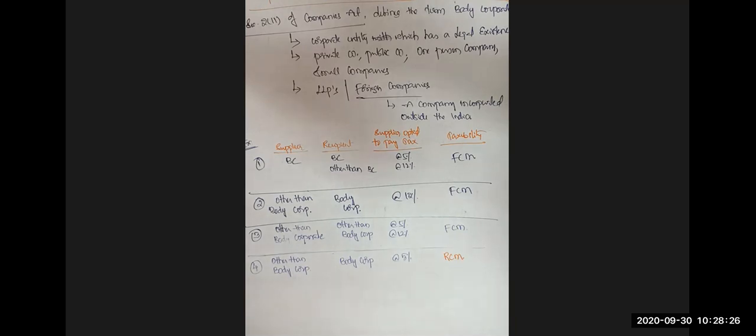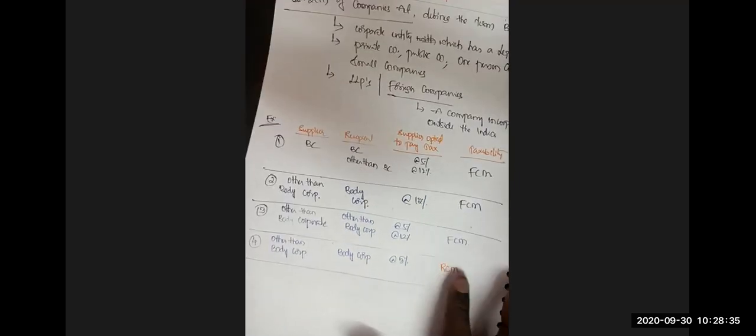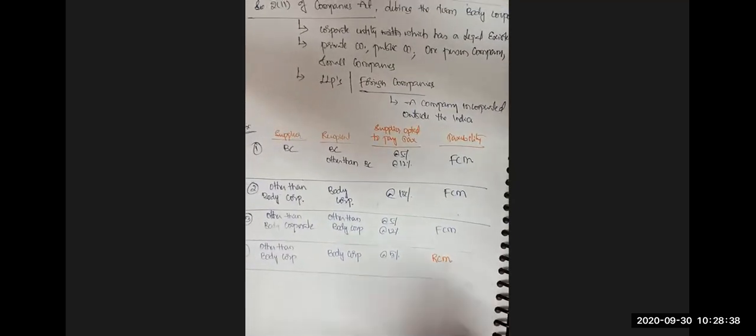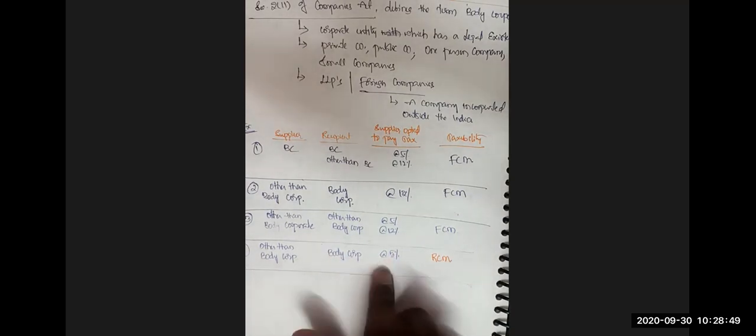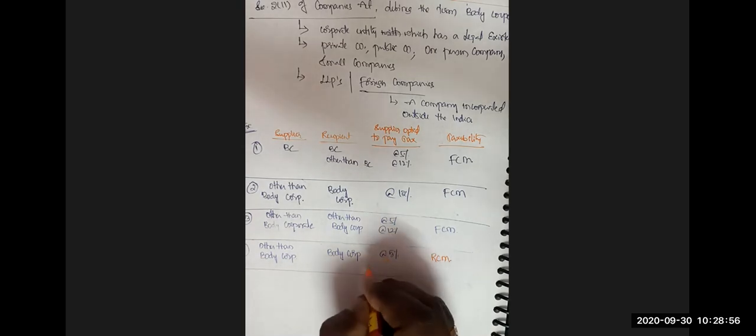So these are the different scenarios when it comes to renting of motor vehicles. This is the only case where the supply of renting of motor vehicles is taxable under reverse charge mechanism: the supplier should be other than body corporate, the recipient should be a body corporate, and the supplier chooses to pay the tax at the rate of 5%. Whenever he chooses to pay the tax at 5%, that means without any input tax credit.